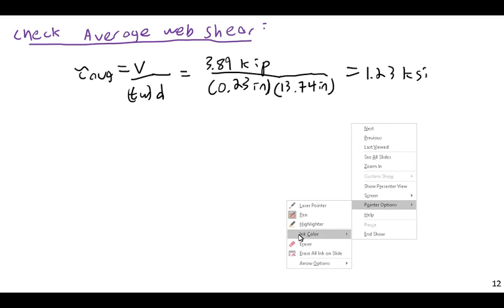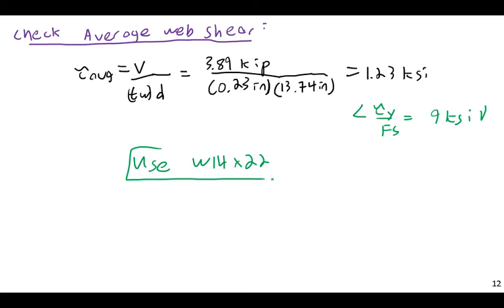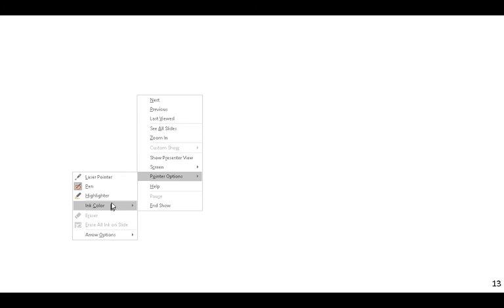And this is then less than tau y over the factor of safety, which equals 9 KSI. So we are good. Therefore, we can use a W14 by 22, and that concludes a single example of how to do beam design. And we're not even dealing with the advanced stuff from steel design class. So finally, I will give you just a few notes on this.